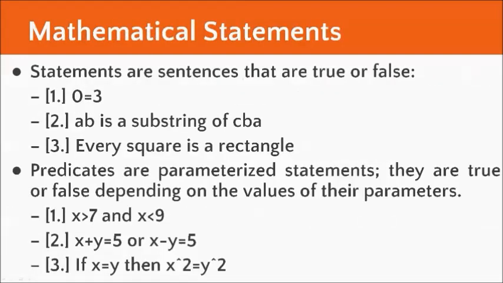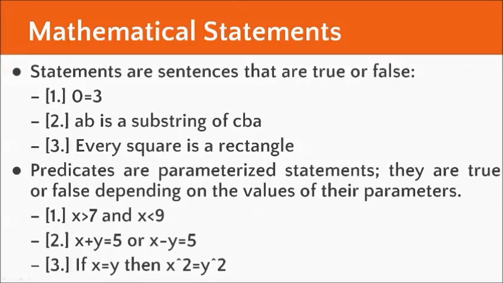Next, mathematical statements. Statements are sentences that are true or false. For example, 10 equals 3. AB is a substring of CBA. Every square is a rectangle. So again, class, these are just example statements.